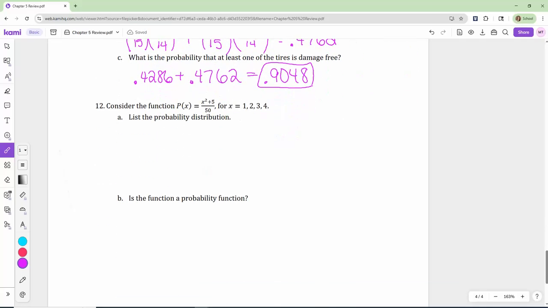Last question for today. If I want to list the probability distribution, we haven't done this in a while, but that was just the table with our x and the probability of each. What are my possible x values? And I gave you a formula to find the probability. So if I put in a 1, 1 squared plus 5 would be 6 out of 50.